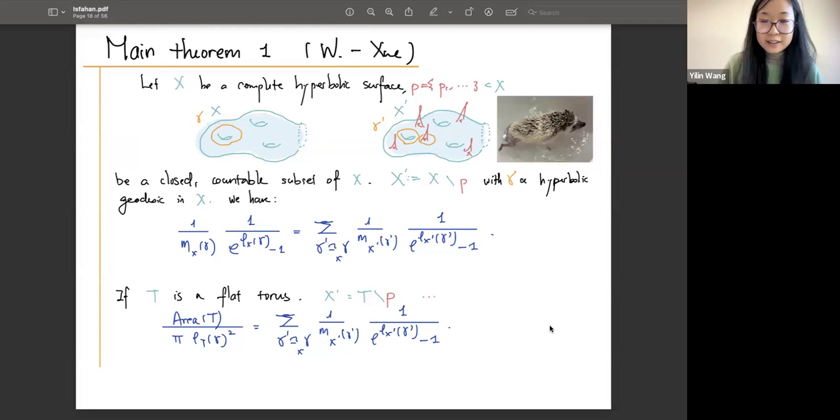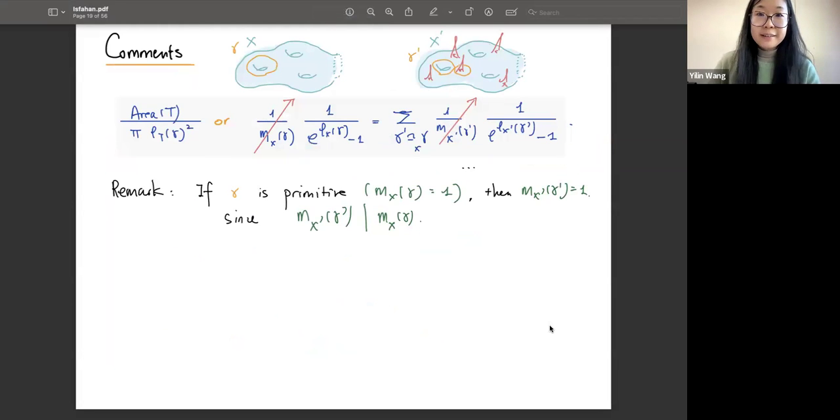All right. Some comments first. If I start with a curve that's primitive, as is drawn here, then on the right-hand side, all the curves that are homotopic to the first curve will also have to be primitive. It's not surprising if you think a little bit about it. The multiplicity of the curve gamma prime actually divides the multiplicity of the first gamma. So in this case, the formula would be simplified. You have 1 over exponential L minus 1 equal to a sum over another family of curves with the same functional measured on X prime.